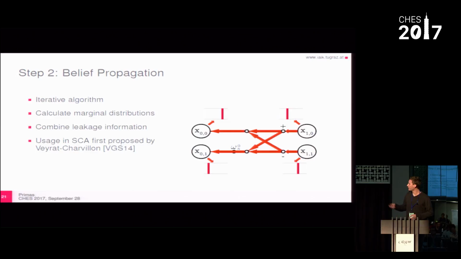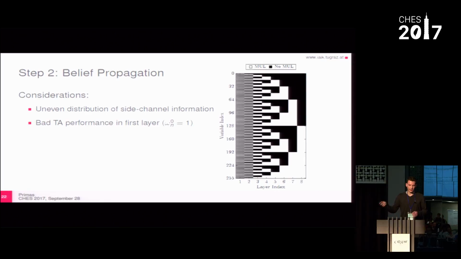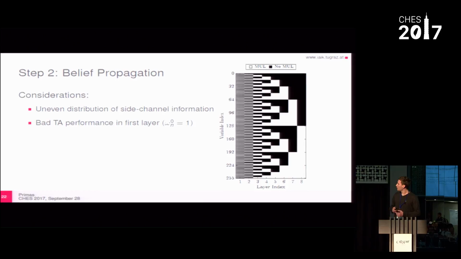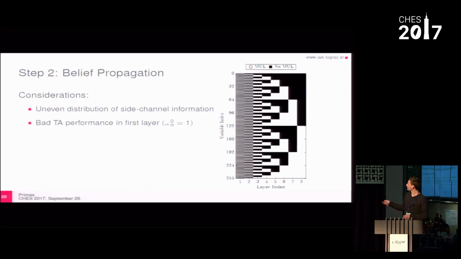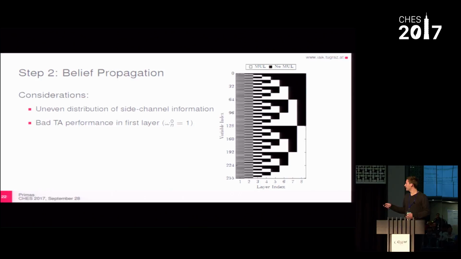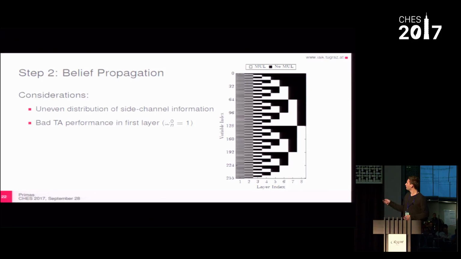So now, before we apply this belief propagation algorithm to our full entity or the corresponding butterfly network, we want to make two considerations. First of all, one implementation-specific consequence of this entity is that we have quite an uneven distribution of sectional information in this butterfly network because these modular multiplications are not evenly distributed in this butterfly network. As you can see here in this graph, it's more or less a simplified version of a butterfly network for 256 input coefficients. What is indicated in white here is the presence of a modular multiplication, while in the black parts we do not have any modular multiplication and hence no leakage information.